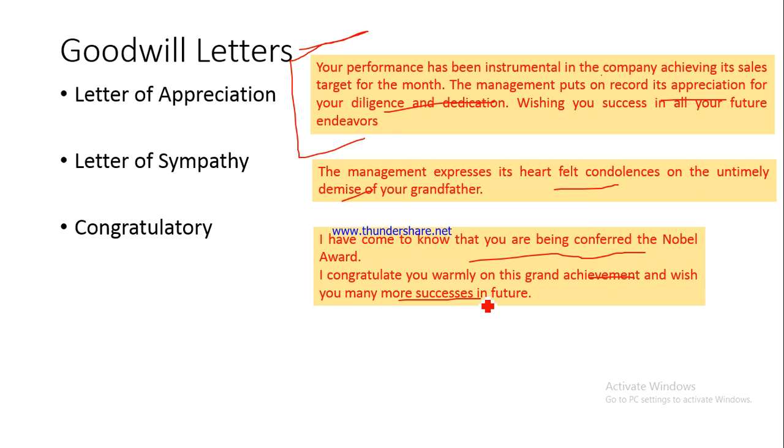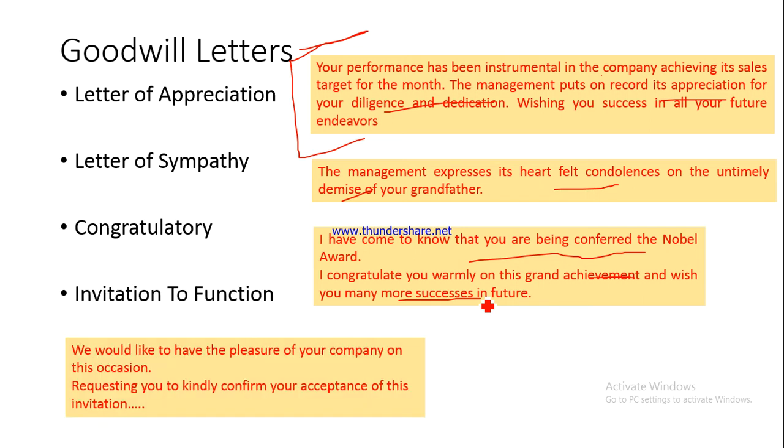This could be a letter sent by the organization to one of its employees, since the employee has won the Nobel Award or maybe some other award also. Such kind of goodwill letters are known as congratulatory letters. So this is how you can design the body of the congratulatory letter. Now, invitation to function. Many a times you also invite the members of your organization to some function, right? Why are you doing this? Not because you want to transact any business with them, but you want to have a good relationship with them and you want your goodwill to be generated, and that is why it is also clubbed into goodwill letters.